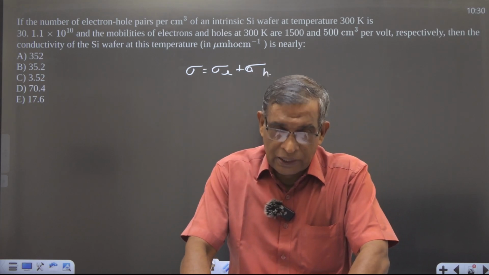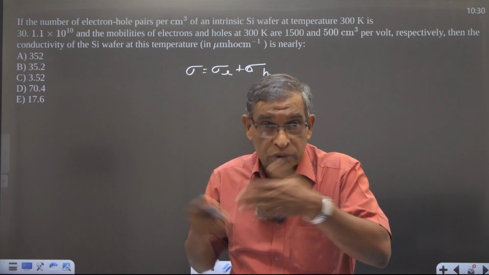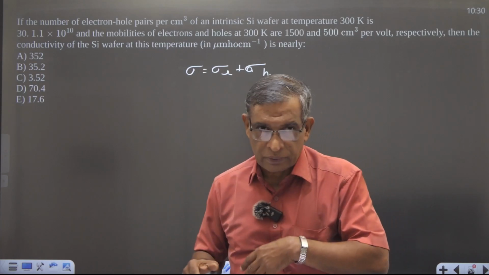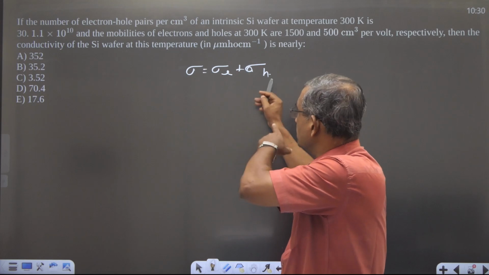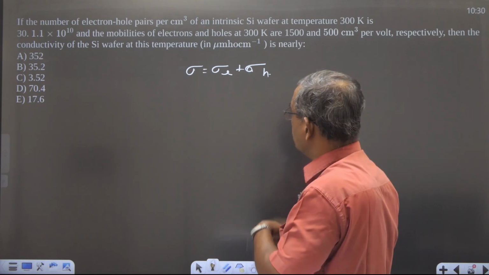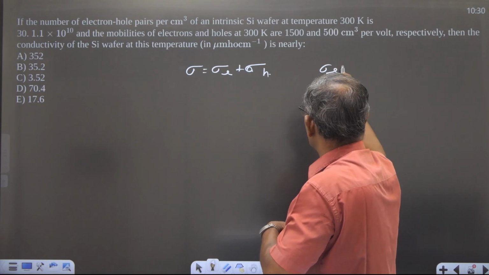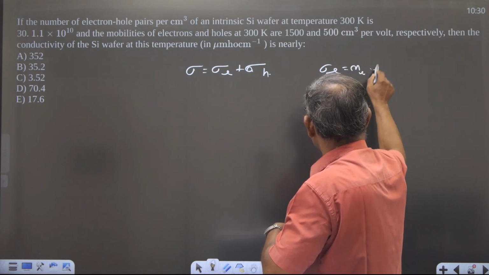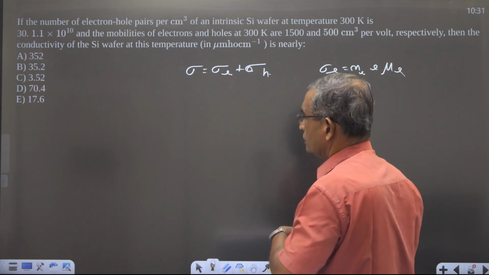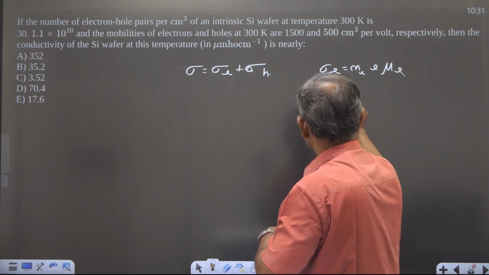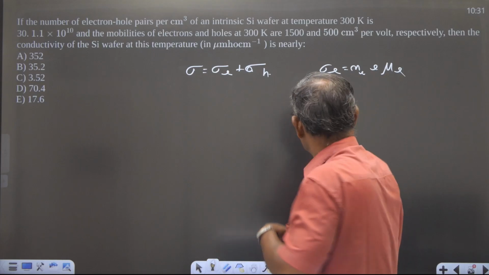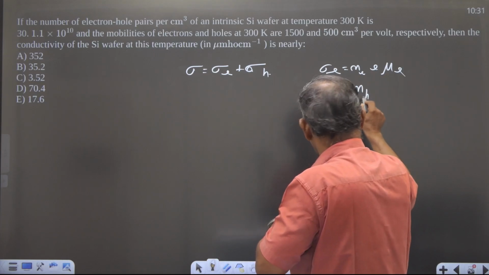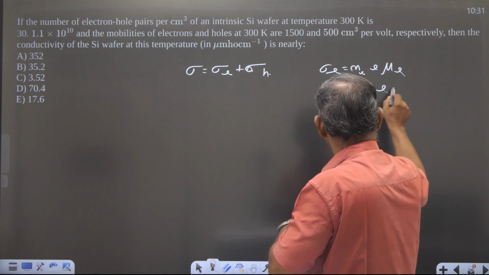Sigma is the total conductivity, since both charge carriers take part in conduction. Therefore, sigma = sigma_e + sigma_h. What is the basic formula? Sigma_e = n_e e mu_e. What is sigma_h? From Drude's theory, it is the charge carrier concentration n_h, times e, times mu_h.